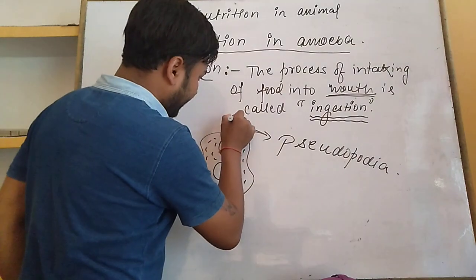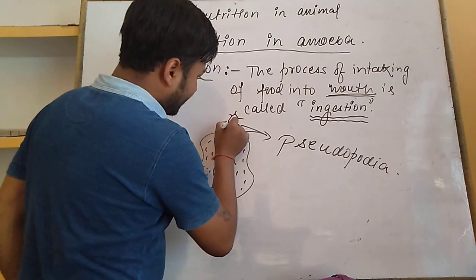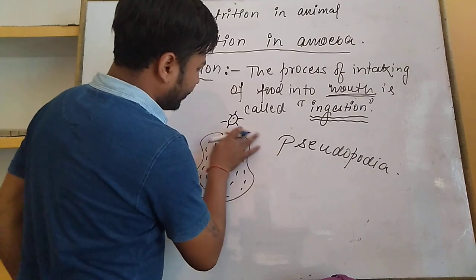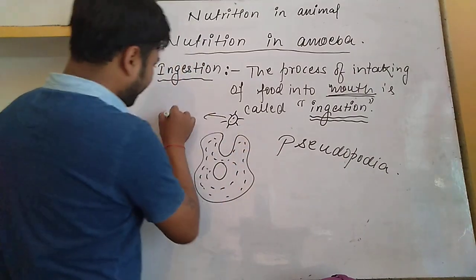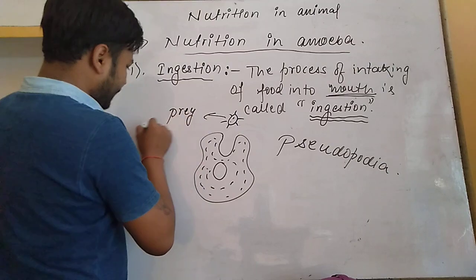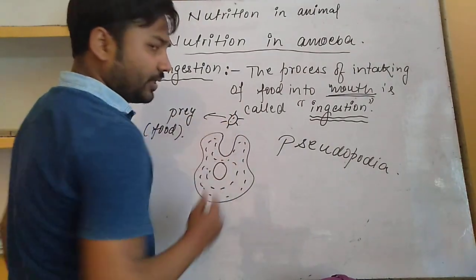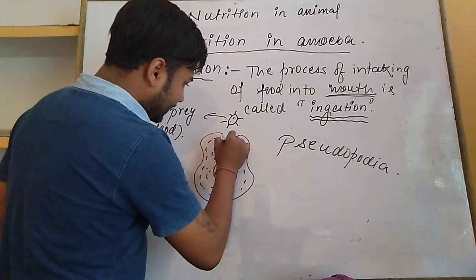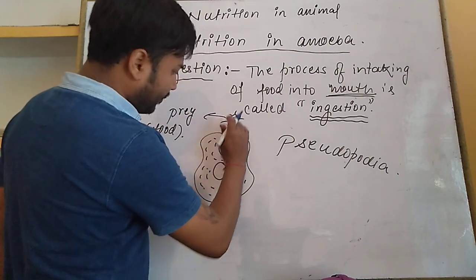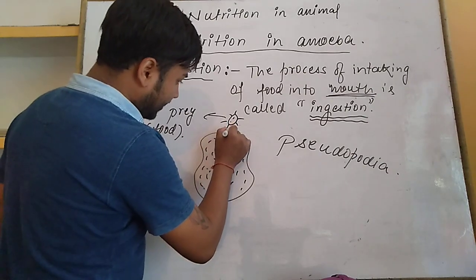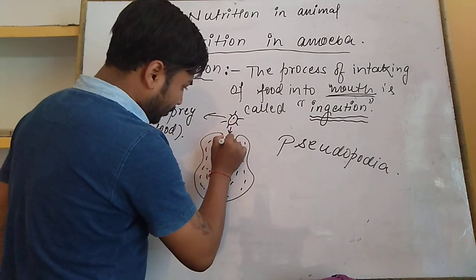Suppose this is a prey. Suppose ये prey है. Understand? They form a pseudopodia to catch the food. ये food को catch, ये इसको कहते हैं prey. P-R-E-Y, prey, food. ये जैसे ही ये देखेगा, now they will move towards the food. ये amoeba move food की तरफ move करेगा, and it will try to transmit the food into the pseudopodia.